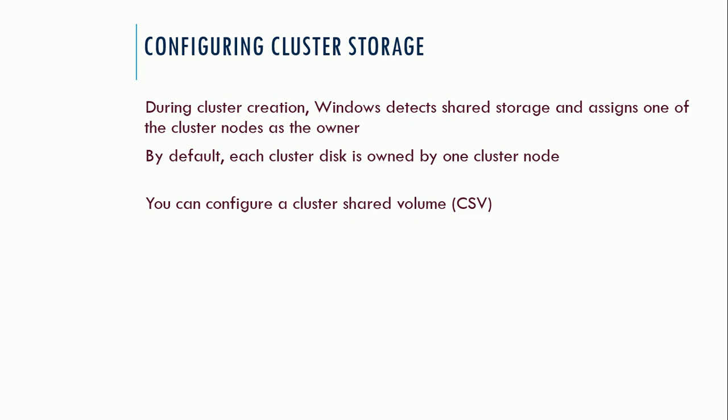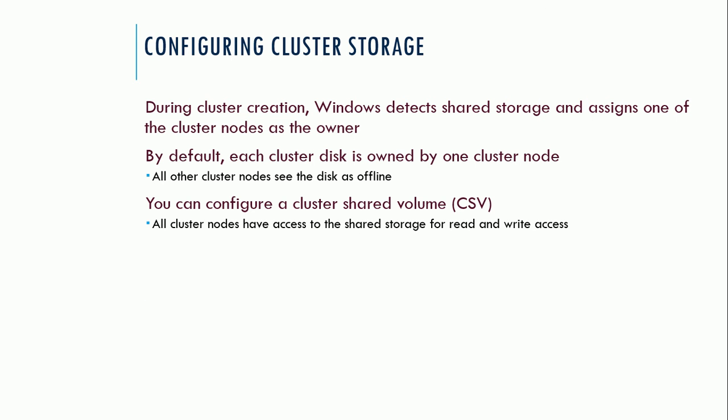Okay. So during the cluster creation, Windows detects shared storage and assigns one of the cluster nodes as the owner. So by default, each cluster disk is owned by one cluster node. All other cluster nodes see the disk as offline. You can configure a cluster shared volume, which is a CSV. So all cluster nodes have access to the shared storage for read and write access.